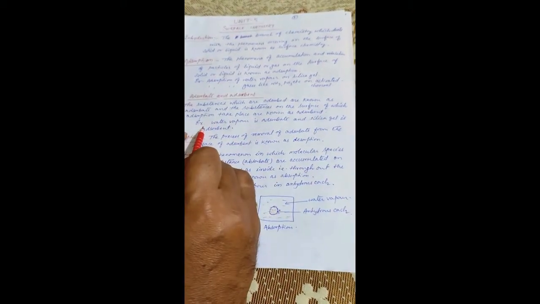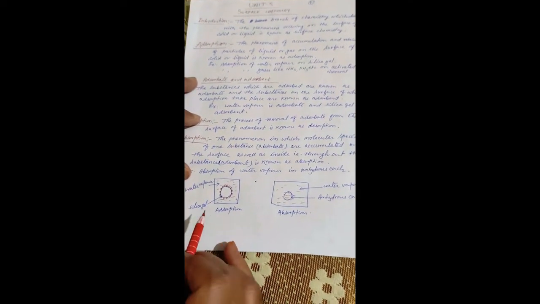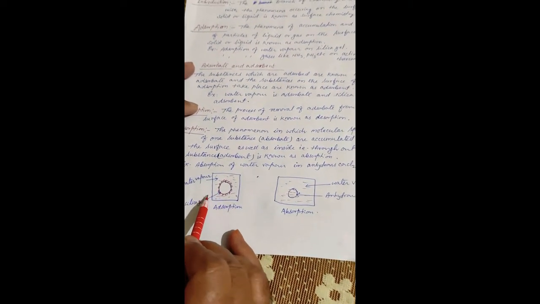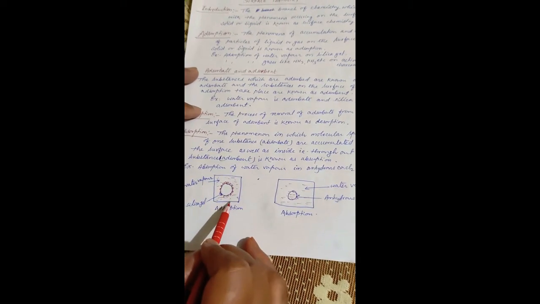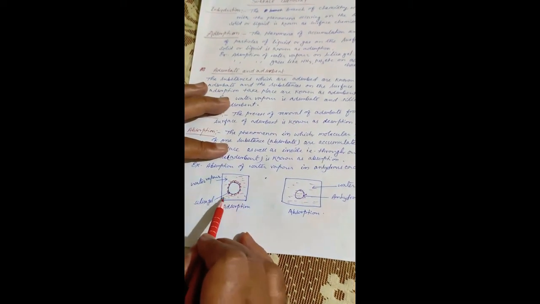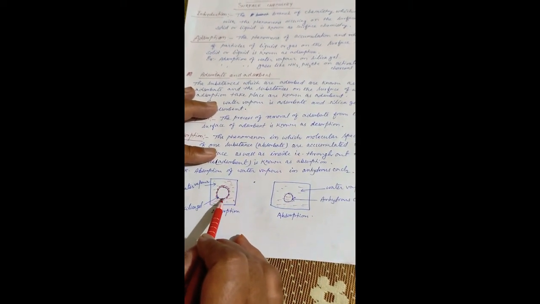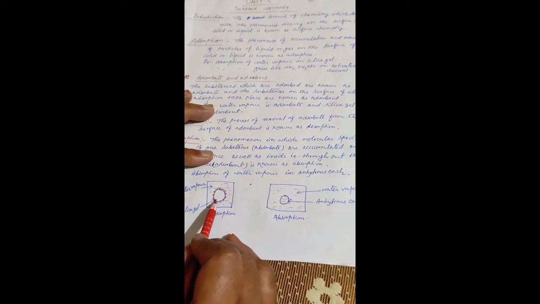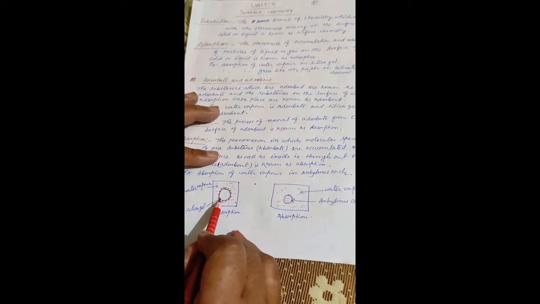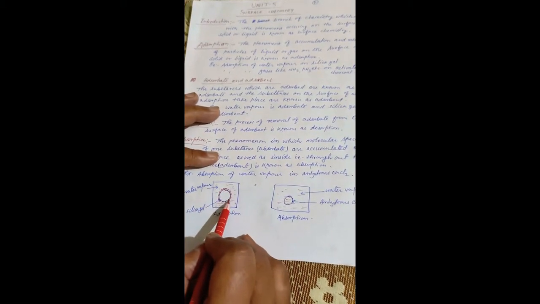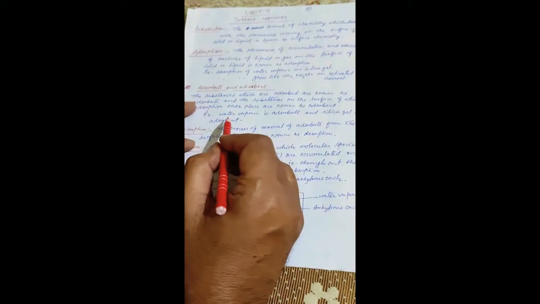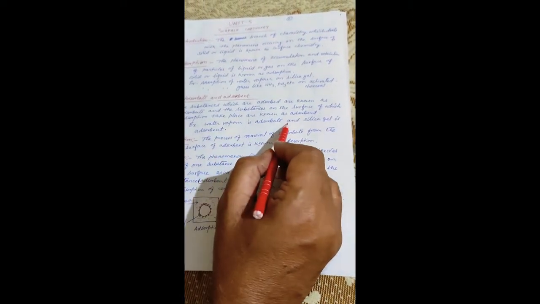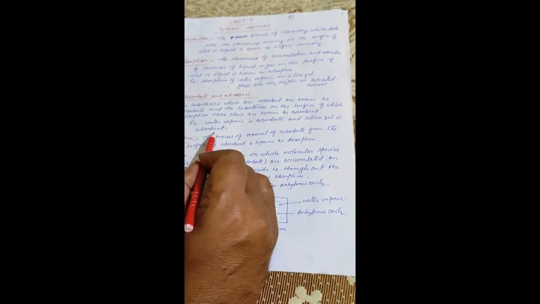Now the example is, see, look at this figure. In this there is water vapor. Be focused on this figure, water vapor, and this is silica gel. This silica gel is adsorbent. Silica gel is adsorbent and water vapor is adsorbate. So in the example, water vapor is adsorbate and silica gel is adsorbent.